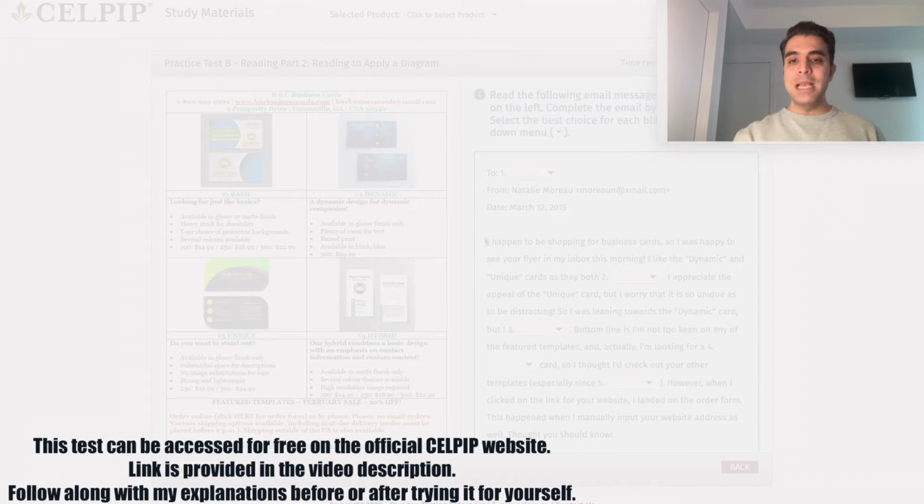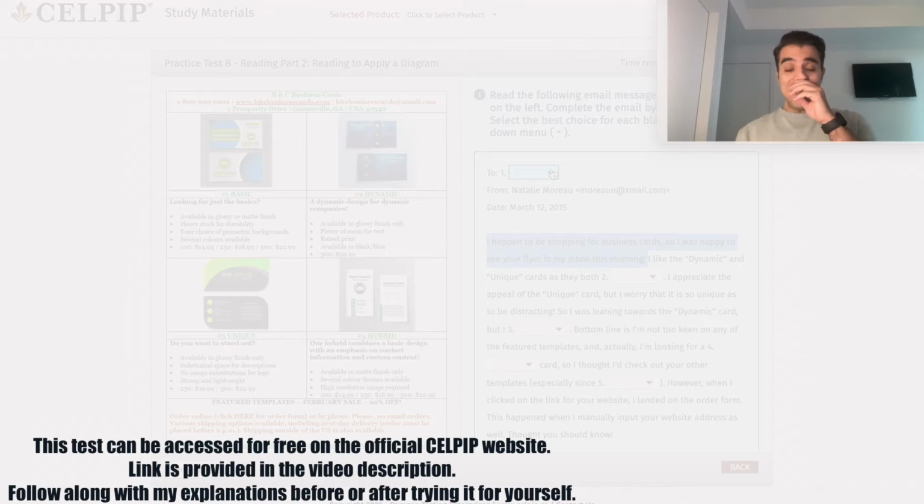The first sentence reads, "I happen to be shopping for business cards, so I was happy to see your flyer in my inbox this morning." Now check it out. A flyer, the same flyer we can see in the diagram, was received in an inbox. So who was this from? Most likely from the same folks who produce and design and print these business cards. So let's take a look at the options.